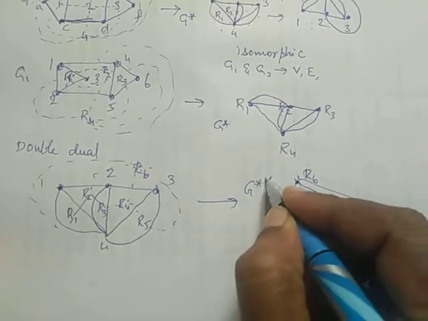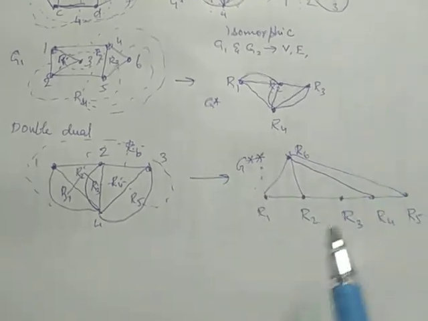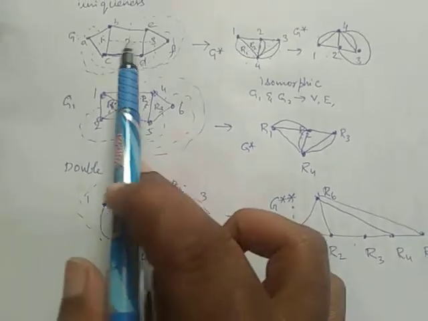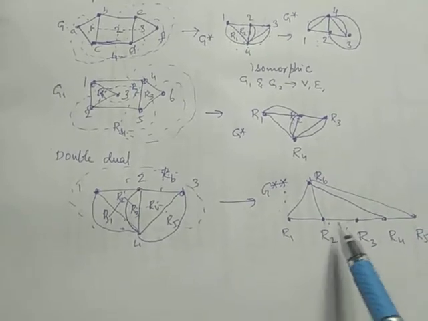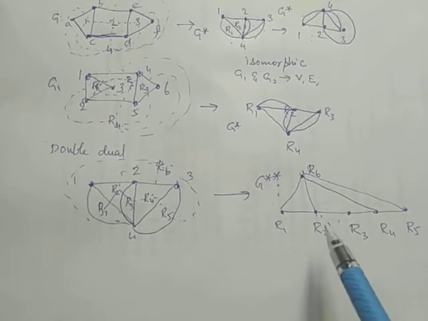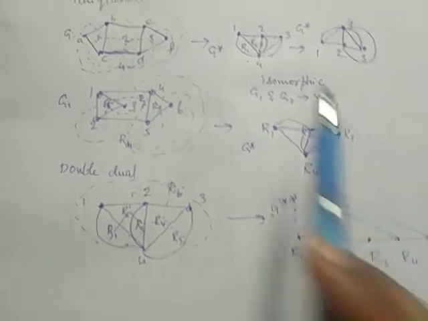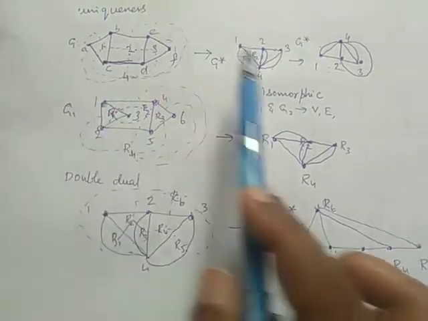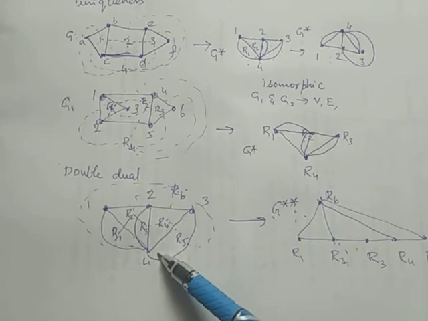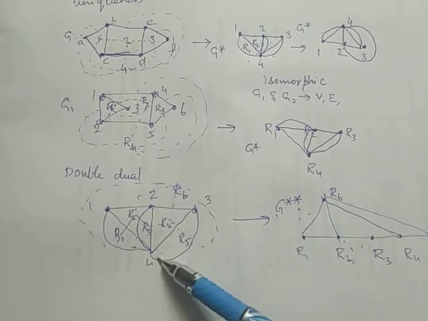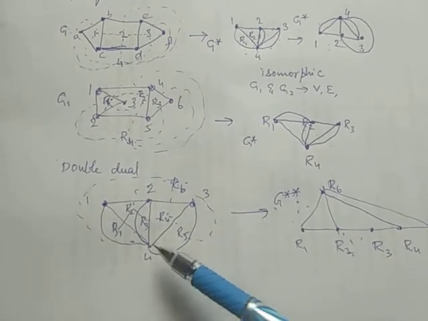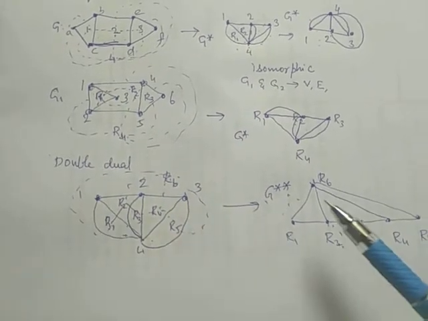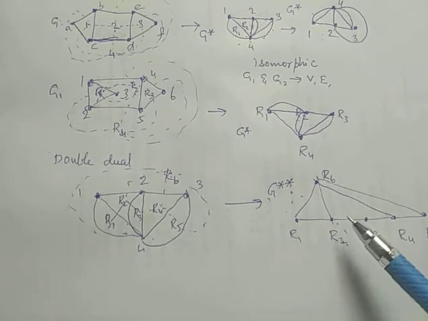This is the dual of our previous graph, which is the dual of our first graph. So this is the double dual, denoted by G double star. So we have a planar graph. If we find its dual, we get the dual of the plane graph. Again, if we find the dual of that graph, that is our double dual. The dual is denoted by G star, and the double dual is denoted by G double star.